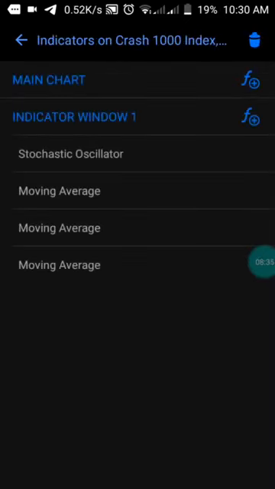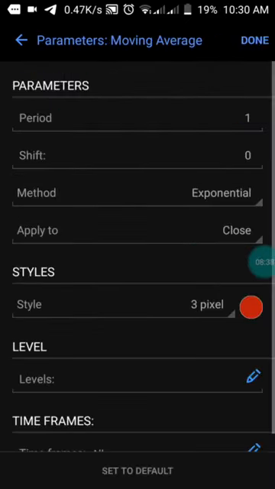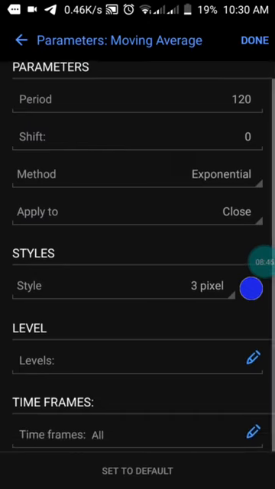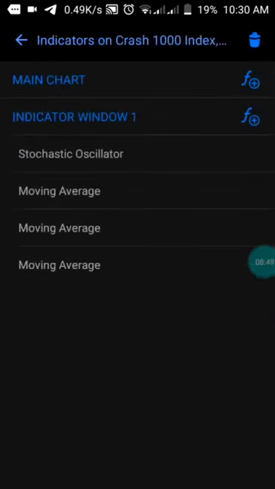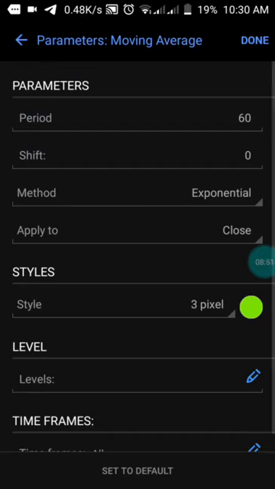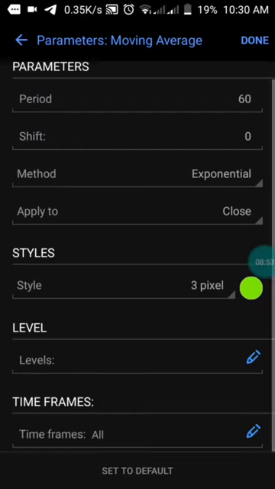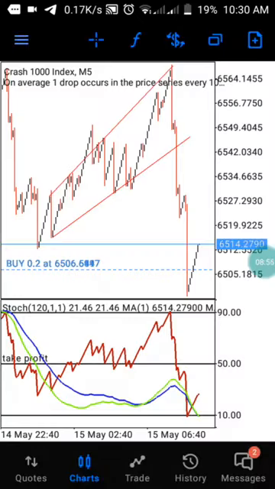So we have the first three moving averages. The first one is period of 1, and we have red as our color here. You just screenshot it. Then we have the second moving average, which is the period of 120. We have blue as our color. You press undo. Then we have our last moving average, which is the period of 60, and we have green as our color here. Then you press undo.